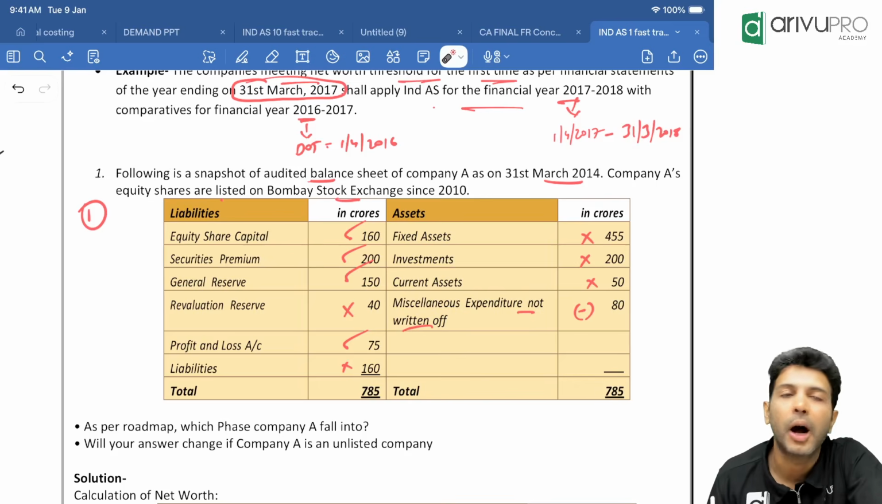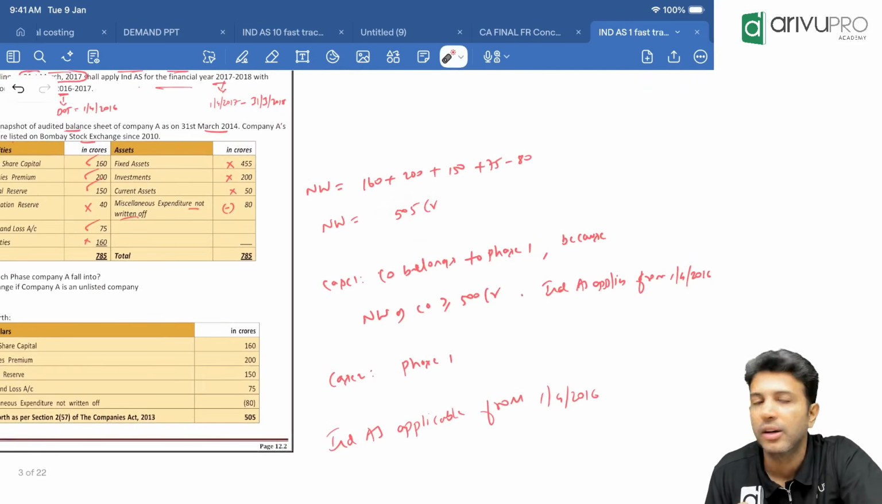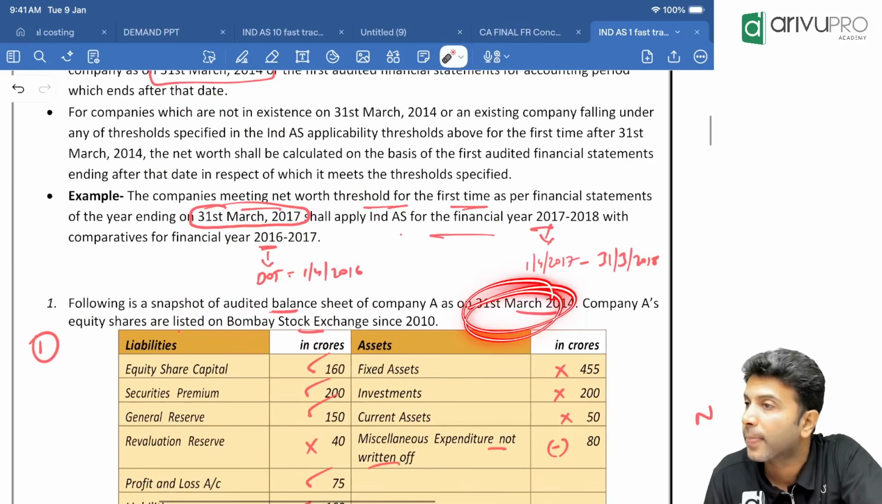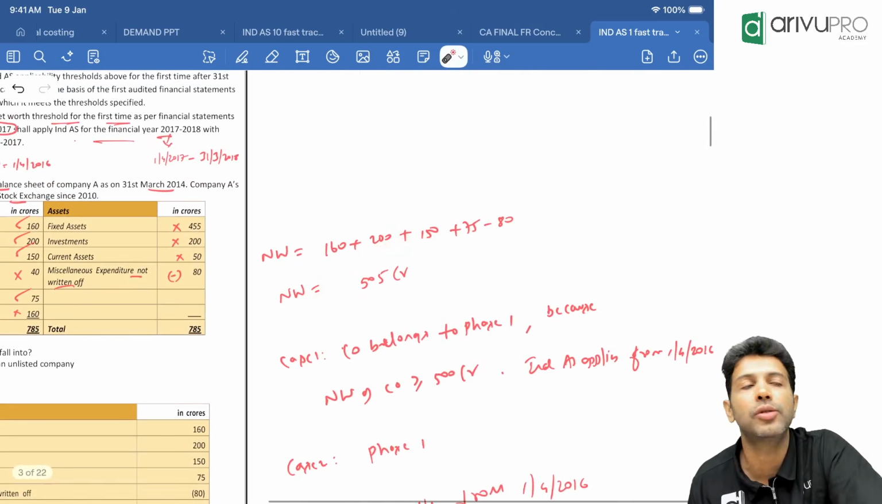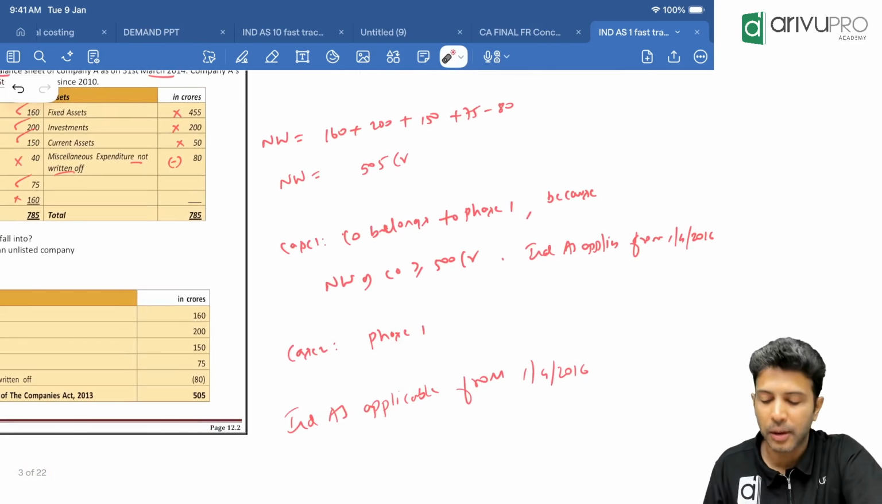Minus that. How much are you getting? Your net worth is 505 crore, correct? Sir, if your net worth is 505 crore, that too on 31st March 2014, which phase do you come under? You come under the phase 1 category. You come under phase 1.